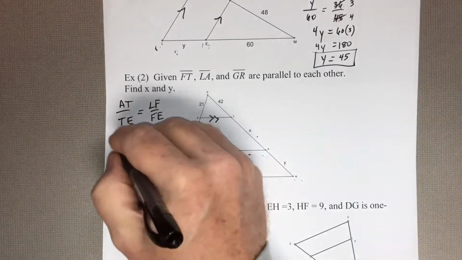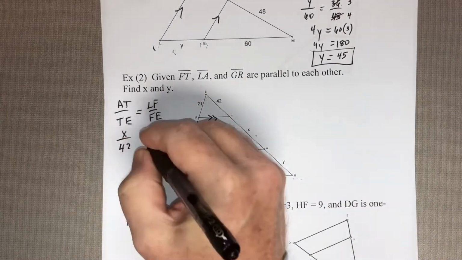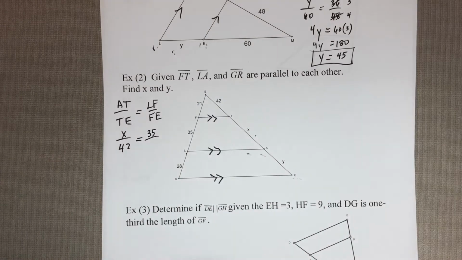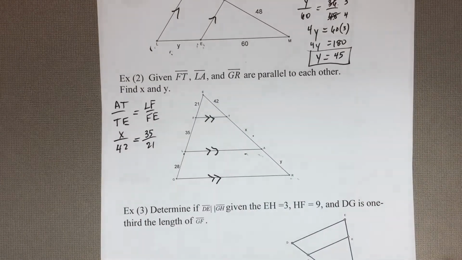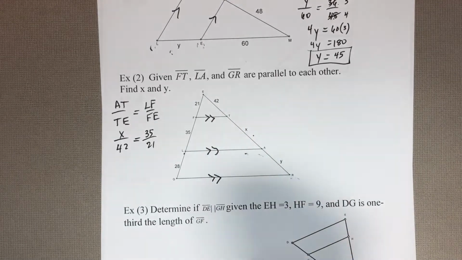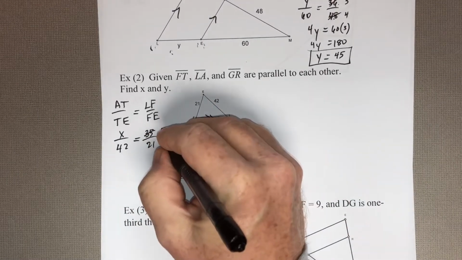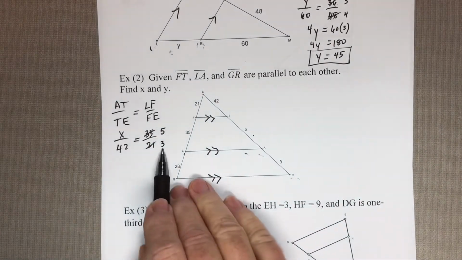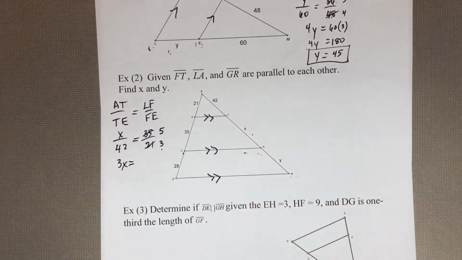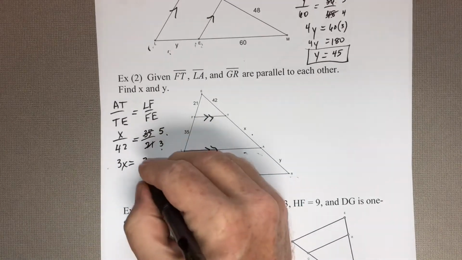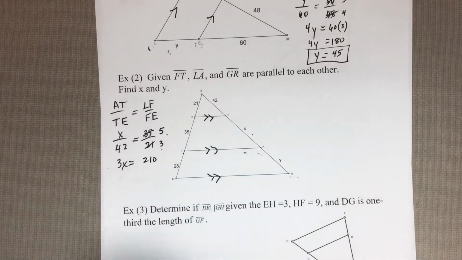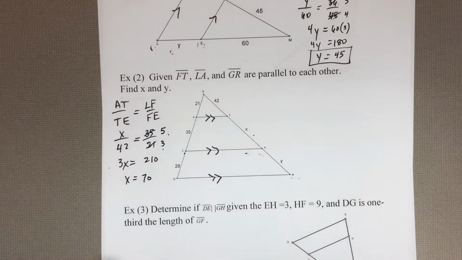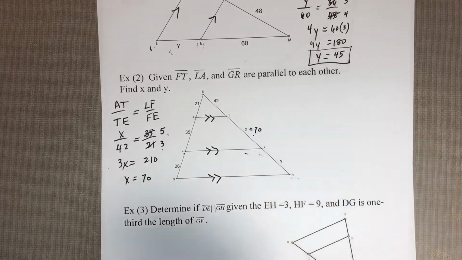So x divided by TE, which is 42, would equal LF, which is 35, divided by FE, which is 21. And I can see that 35 and 21 are both divisible by 7. 7 goes into 35 5 times, and 7 goes into 21 3 times, so that's the same thing as 5/3. Then I would do 3 times x as one cross product, and 5 times 42, that's 210. Then I would just divide by 3, and that would mean that x is equal to 70. So now I know x is 70.